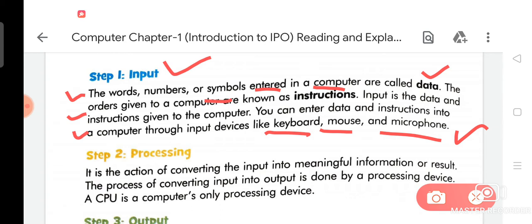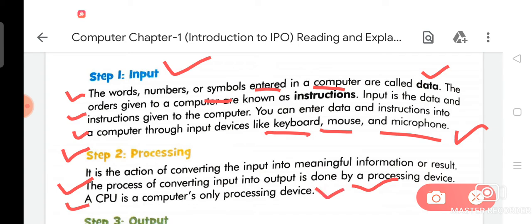Now student, step 2. Processing. What is it? It is processing. It is the action of converting the input into meaningful information or result. The process of converting input into output is done by a processing device. A CPU is a computer's main processing device.